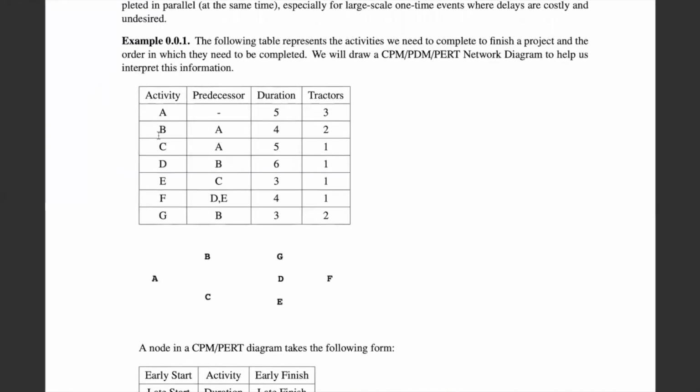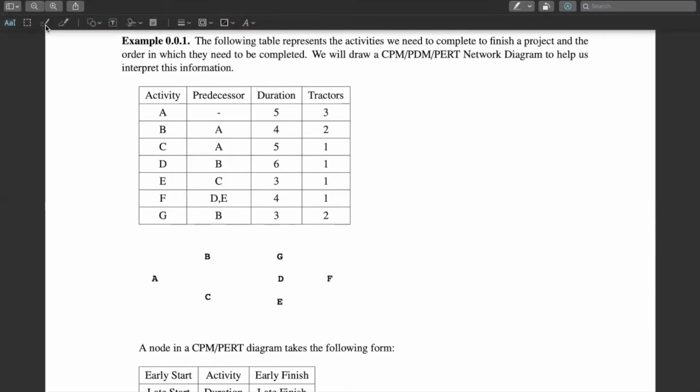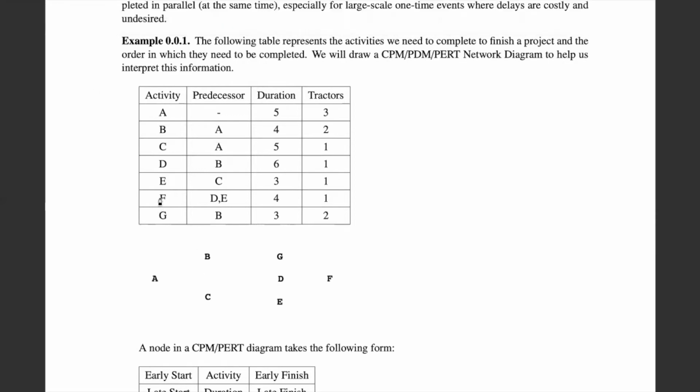So looking at the table, we see that A is the first one. It doesn't have any predecessor. And then looking at B, it has A as its predecessor, so we would put an arrow from A to B. Looking at C, it also has predecessor A, so we'll put an arrow from A to C. And we will keep going, so the next one is D, and it has B as its predecessor.